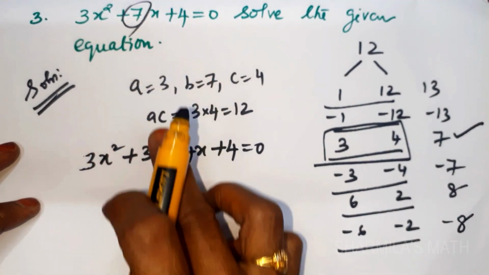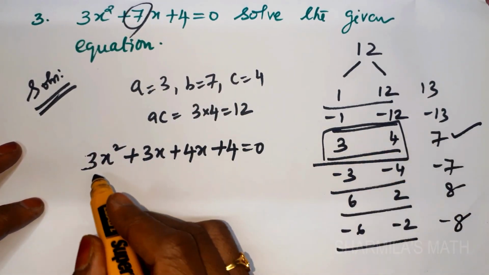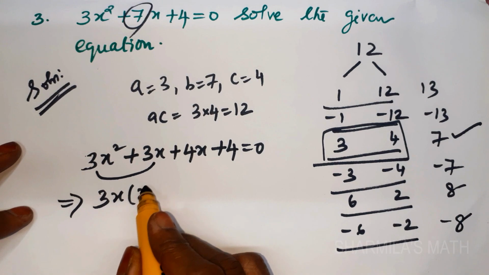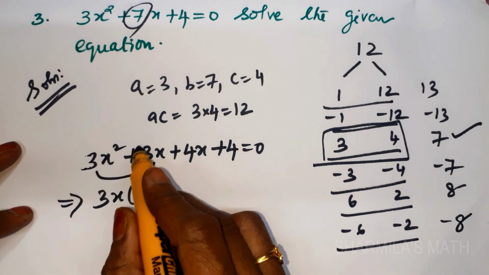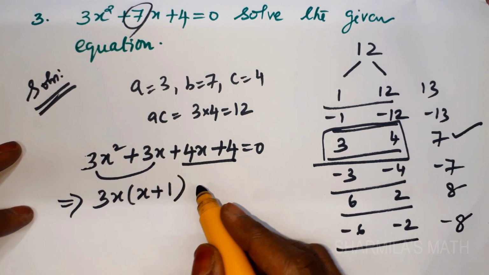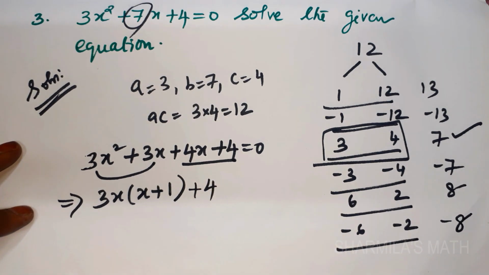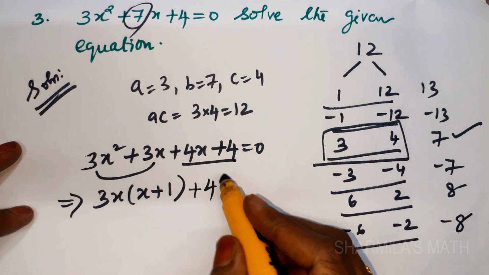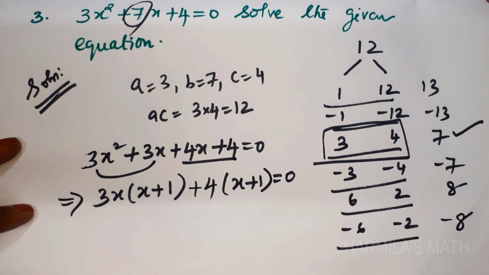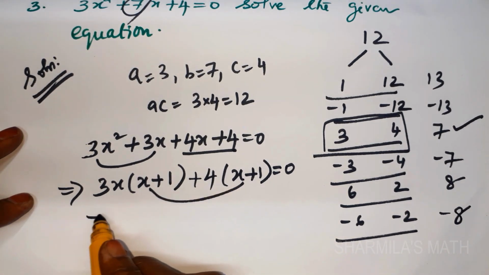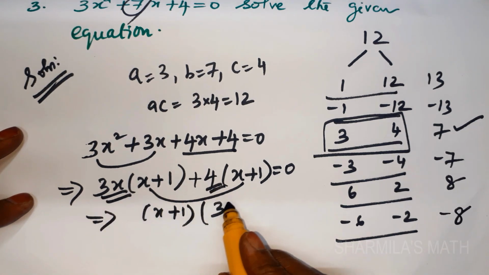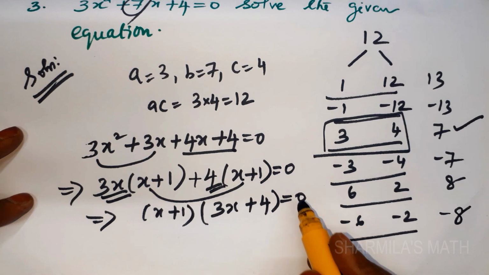Totally we have 7x, that we have split as 3x plus 4x. Now these two terms are having 3x common. So after taking 3x, x is the balance in the first term. In the second term, 3x we have taken, so 1 only balance. We have to get x plus 1 here. For that we have to take 4 outside. After taking 4 outside, what is the balance in the first term? X. And here it is 1. X plus 1 equal to 0. So after taking these two terms outside, x plus 1 into 3x is balance and here 4. So 3x plus 4 equal to 0.